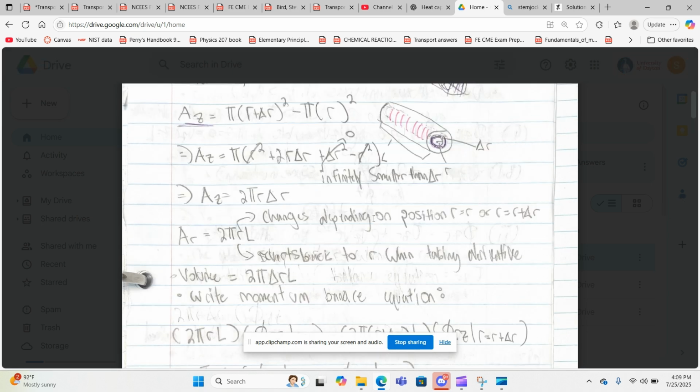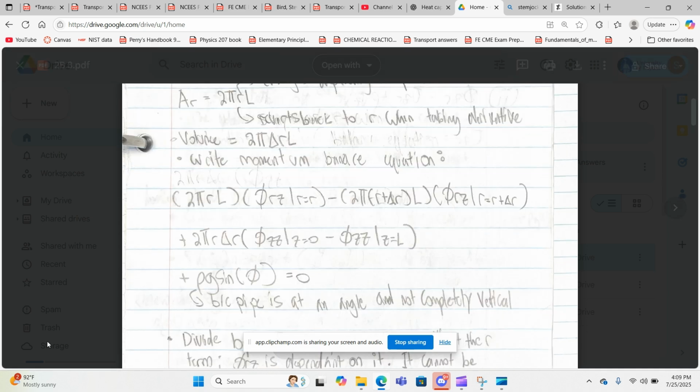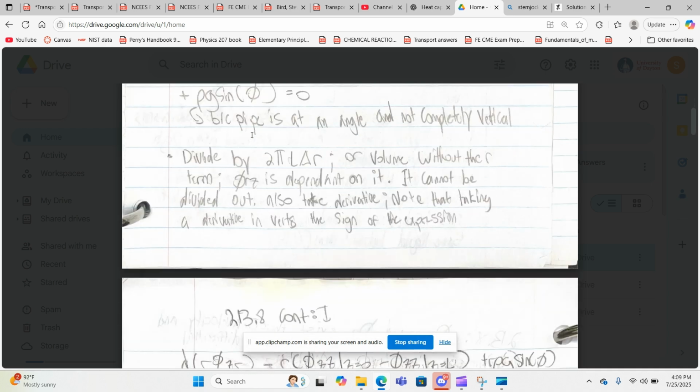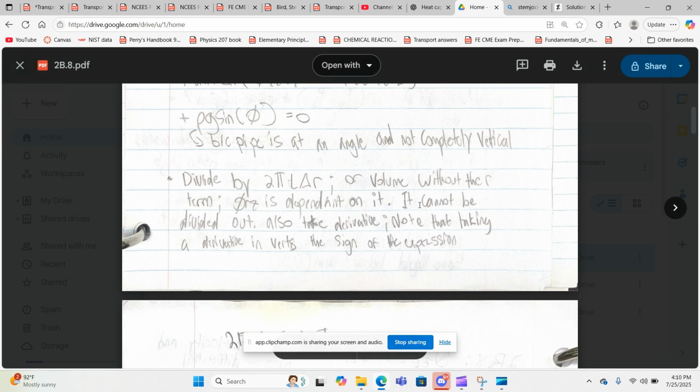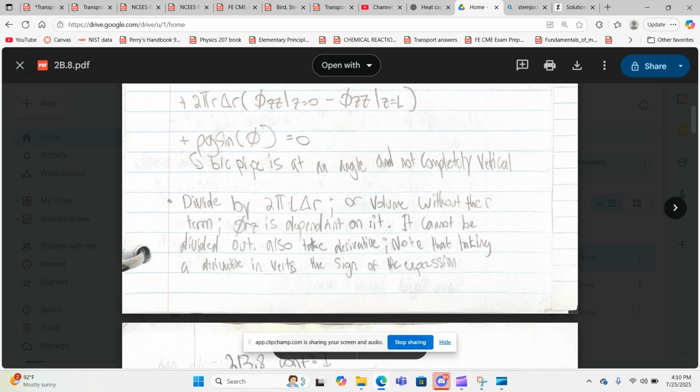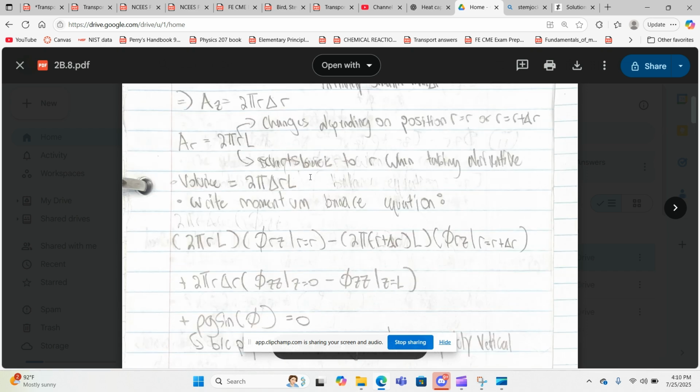So yeah, normally for this equation here, this would be multiplied by 2 pi r delta RL, not 2 pi delta RL. There should be an extra R here. I don't know why I didn't write it at first. But this dividing by just this and not R, that is correct, because VZ is dependent on R. Or the volume without the R term. So I guess I did write it correctly here, but I just didn't write it correctly here.